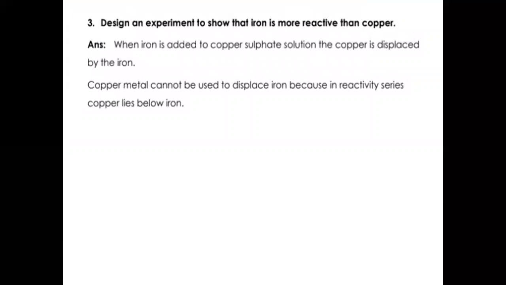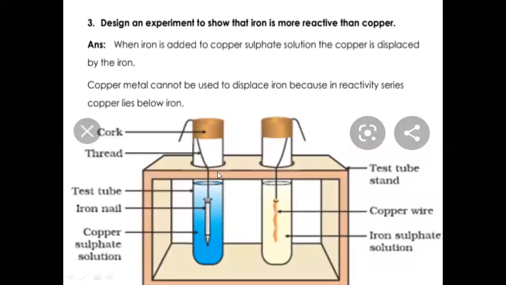Question number 3, design an experiment to show that iron is more reactive than copper. For this reaction, we use 2 test tubes. In one test tube, we will use copper sulfate solution, and we will hang an iron nail in the copper sulfate solution. And after some time, you will see that the iron nail becomes brownish in color, and the color of the copper sulfate changes, it decolorizes.